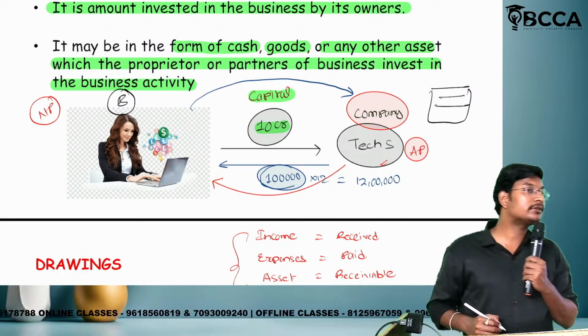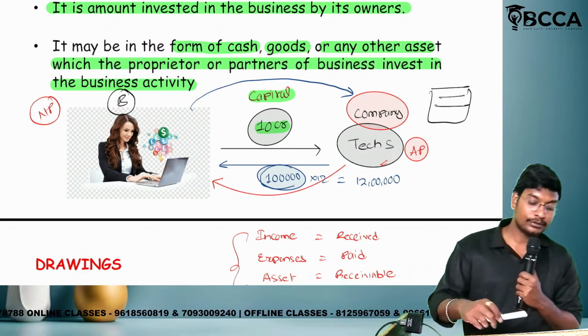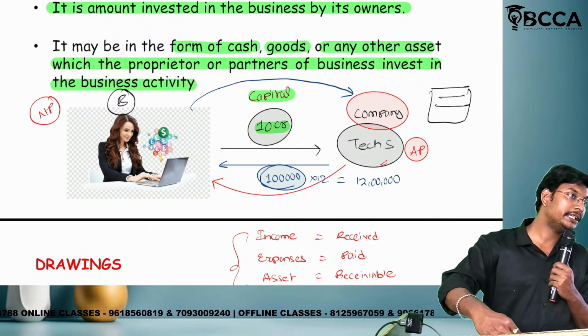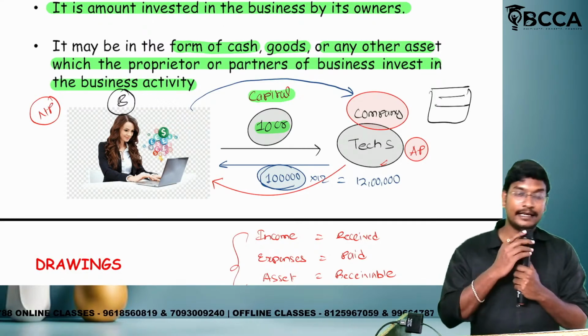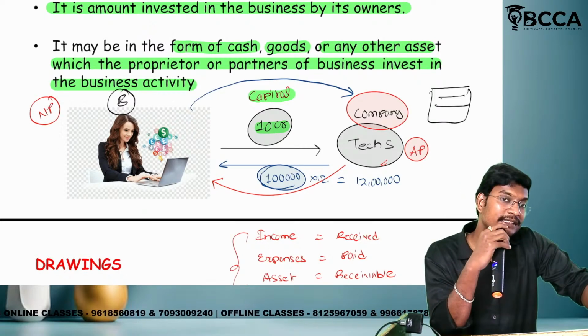Anything receivable is called an asset. Anything payable is called a liability. So capital is a liability to the business. Drawings is an asset to the business. Capital means who will invest in the business? Only the owner or an outsider? Only the owner.